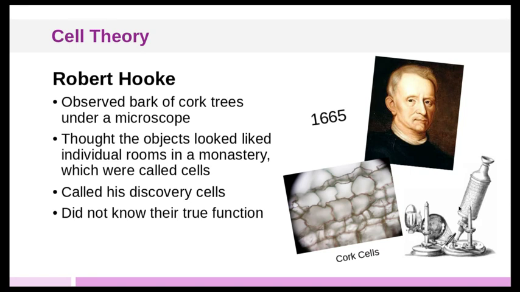And this is a picture of something like what he would have used for a microscope. You notice there's a candle here with a mirror that's focusing light down on the specimen, and then the lenses to magnify what he's looking at are within that tube there. He thought the objects looked like individual rooms in a monastery, which were actually called cells. So Robert Hooke was naming what he saw after what he was familiar with. He was familiar with seeing rooms in a monastery, and those were called cells. So he said, hey, these look like our rooms, so let's call them cells.